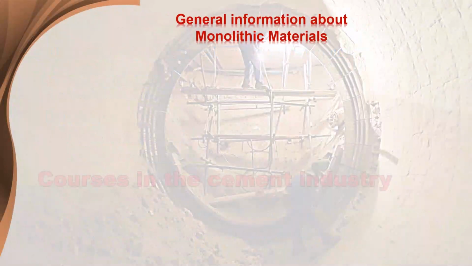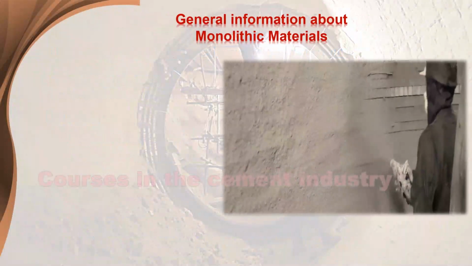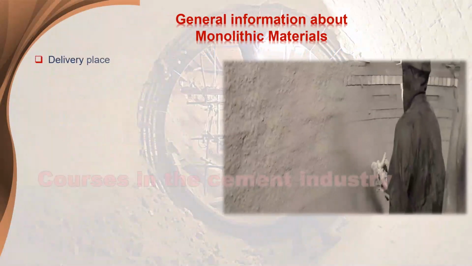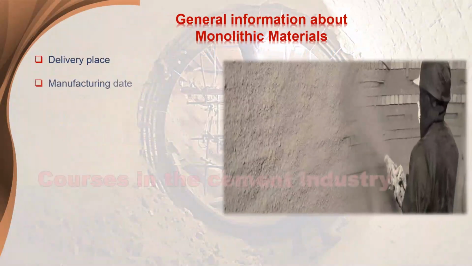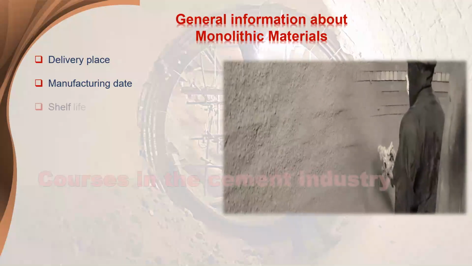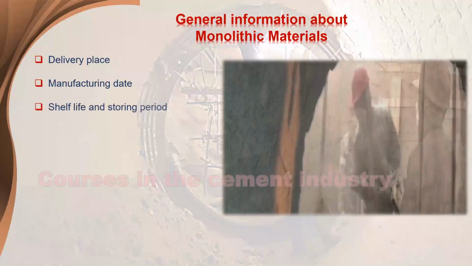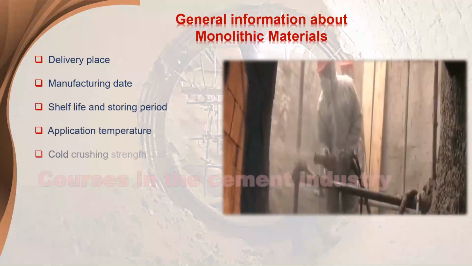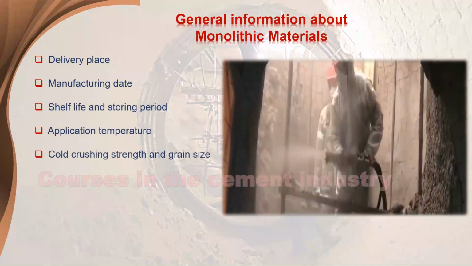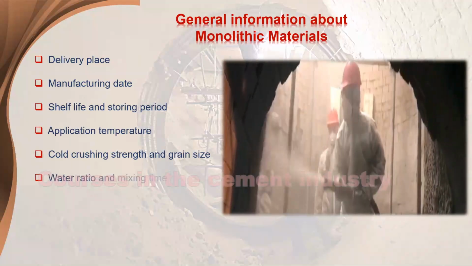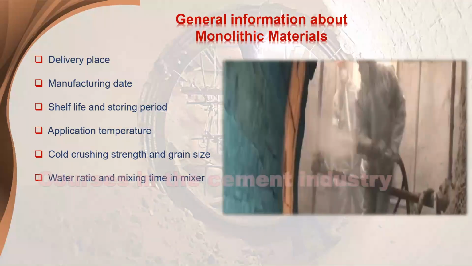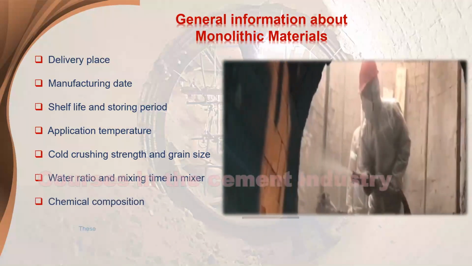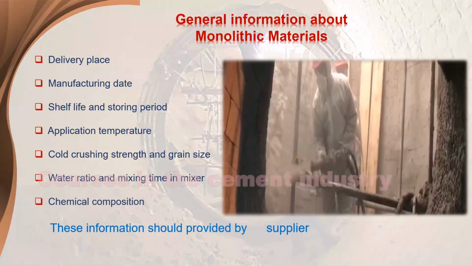General information about monolithic materials. Delivery place. Manufacturing date. Shelf life and storing period. Application temperature. Cold crushing strength and grain size. Water ratio and mixing time in mixer. Chemical composition. This information should be provided by the supplier.